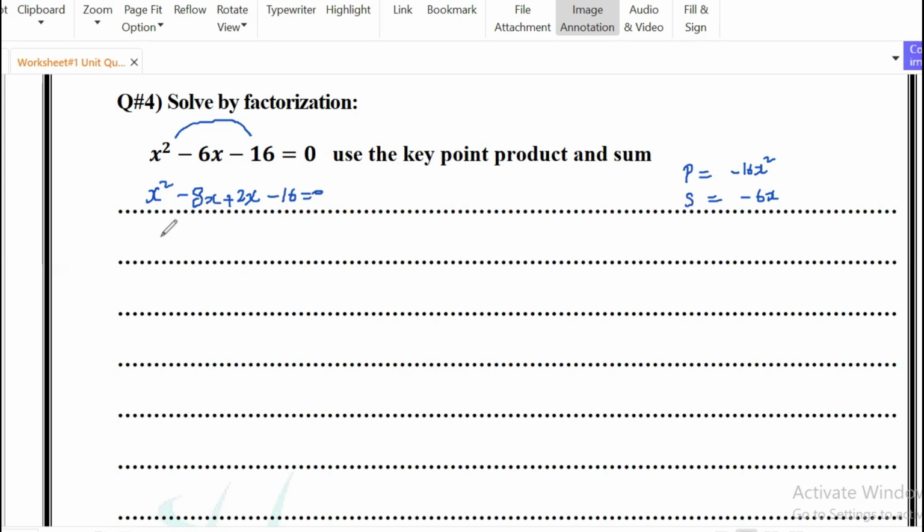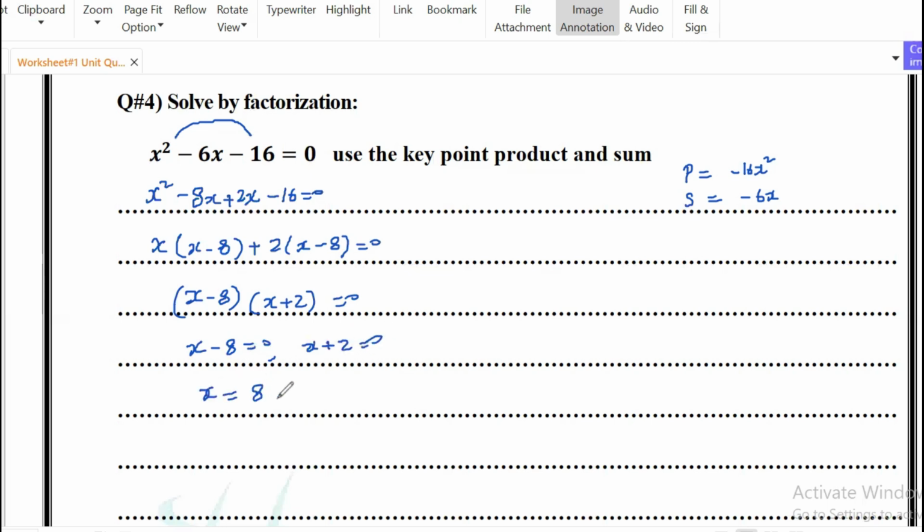And then it's a group factorization, so we will divide into two parts. So first part, x is common, x minus 8, and in the second part we have 2 common, so x minus 8 as well. And then we can say that x minus 8 and x plus 2. And from here, x minus 8 equals 0, x plus 2 equals 0. So x is equal to 8 and x is equal to minus 2. So these are the answers of our roots of this equation x square minus 6x minus 16 equals 0. I hope it is clear.